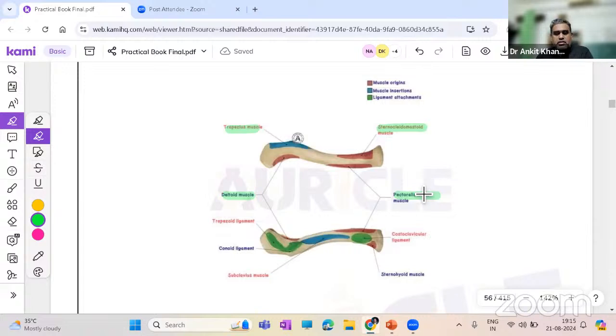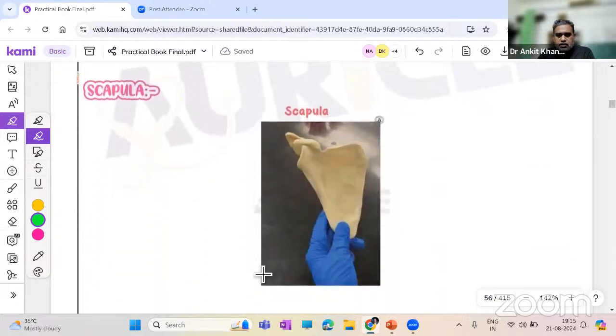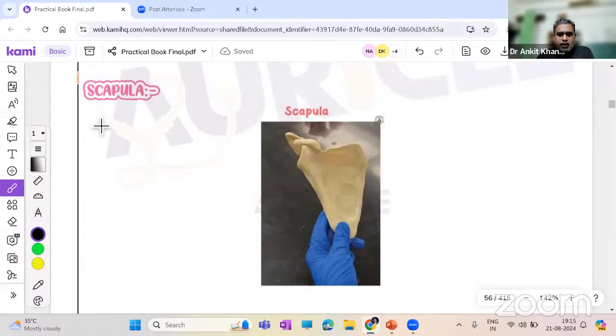Then obviously on the subclavian groove you have the subclavius muscle, and then at least we are good to go with this particular bone. Fair enough. Let us see the next bone, that is the scapula. Again, it is one of the easiest bones to identify. You can see it as a flat triangular bone. It is a scapula. Simple as that.